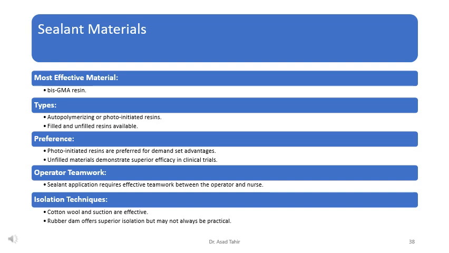Operator teamwork. Sealant application requires effective teamwork between the operator and nurse. Isolation techniques: cotton wool and suction are effective methods for isolating during sealant application. Rubber dam, while offering superior isolation, may not always be practical to use.